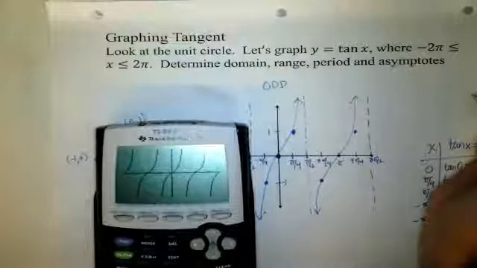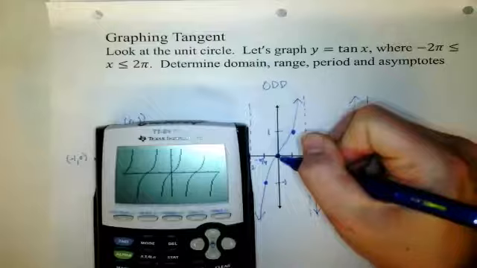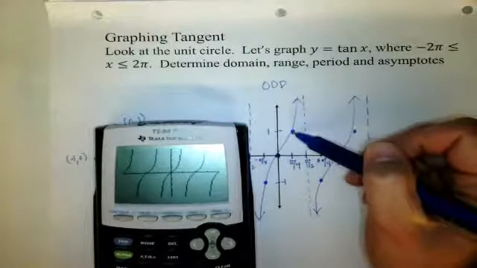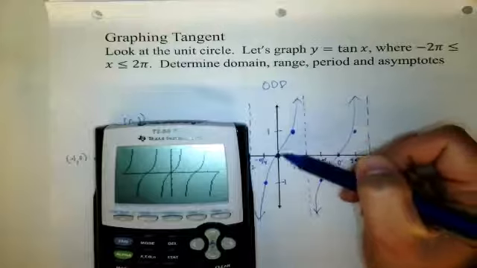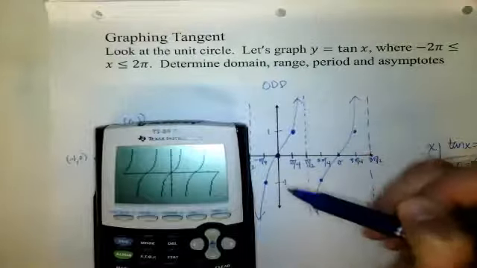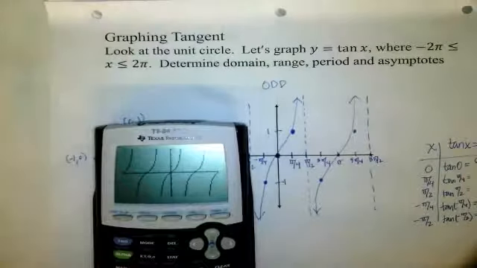Odd means it's symmetric with respect to the origin. You can see that it passes through the origin, and we have this ordered pair pi over 4, 1. That gets reflected through the origin, and both signs change. Opposite x's, opposite y's. That was the definition of an odd function. Passes through the origin, and it has symmetry.